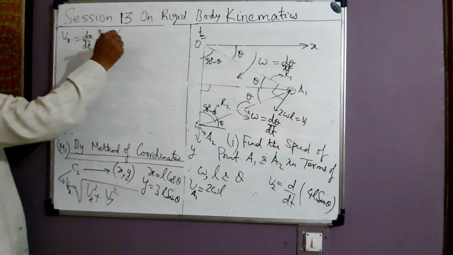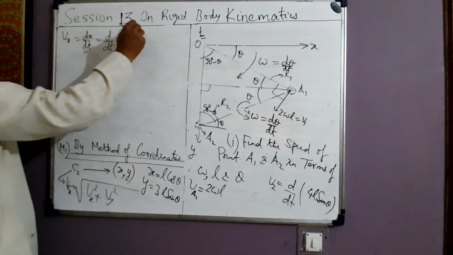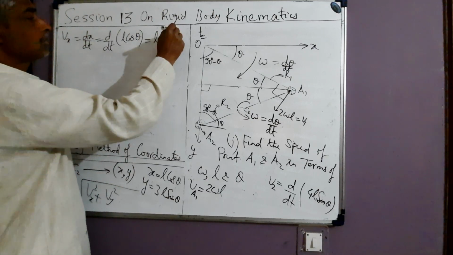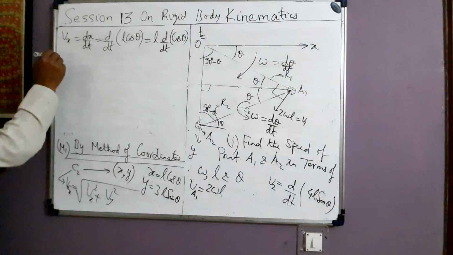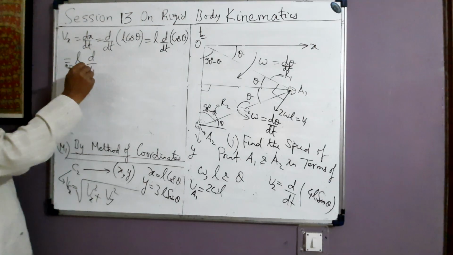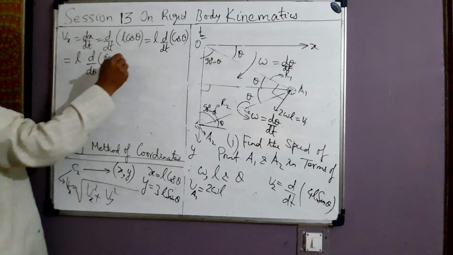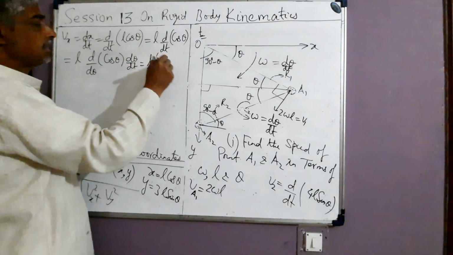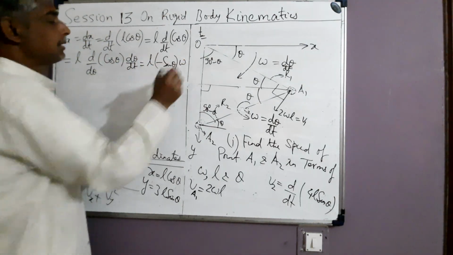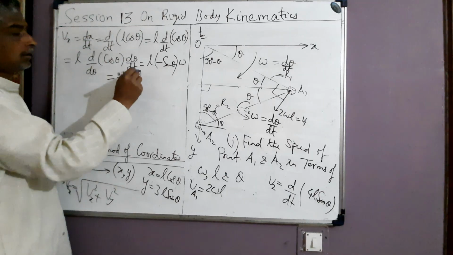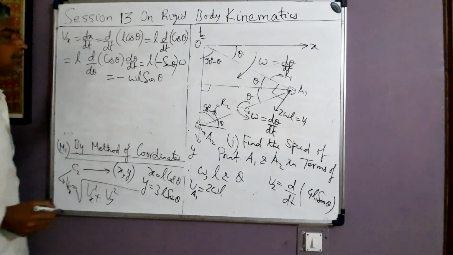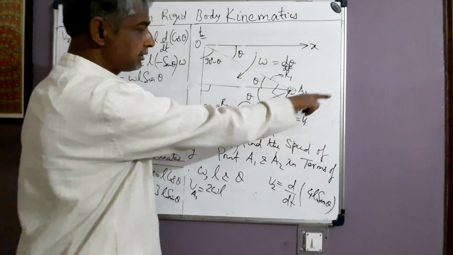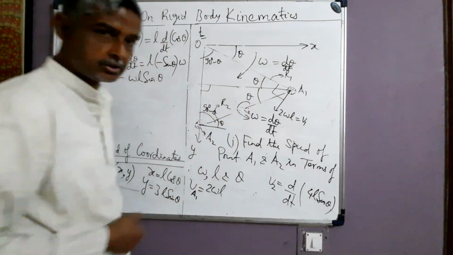d by dt of x is just equal to how much? L cos theta. L comes outside. d by dt of cos theta, we apply the chain rule, into d theta by dt. This becomes L. d by d theta of cos theta is minus sin theta, and d theta by dt becomes omega. Minus omega L sin theta. This is Vx. The negative sign shows that the x component of velocity of C2 is not rightward but along the negative x direction, that is leftward.